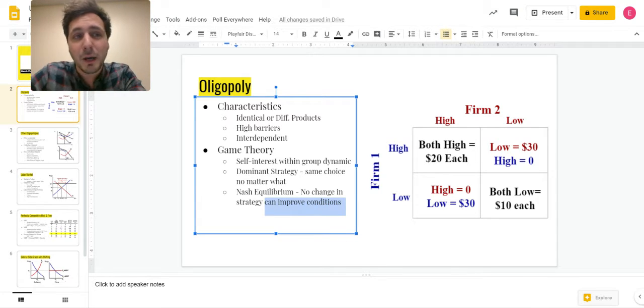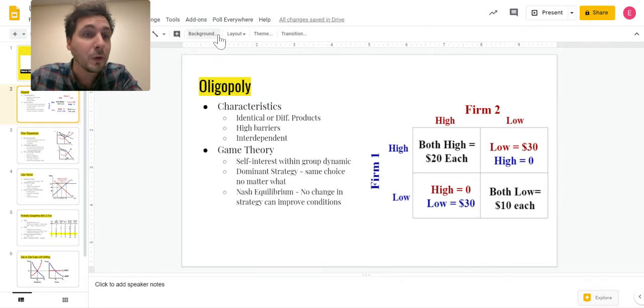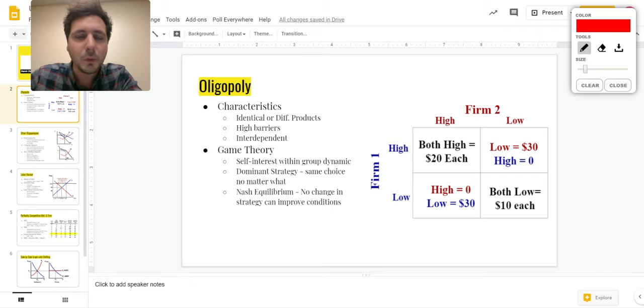So it's their best possible option. That's Nash equilibrium. That's when we can actually predict, decidedly so, the behavior. Now let's look at this matrix over here. This is what you're going to have to do on one of your FRQs. So I'm going to do it with you.